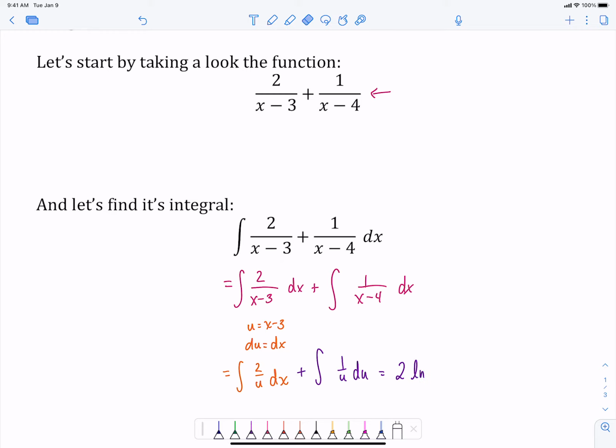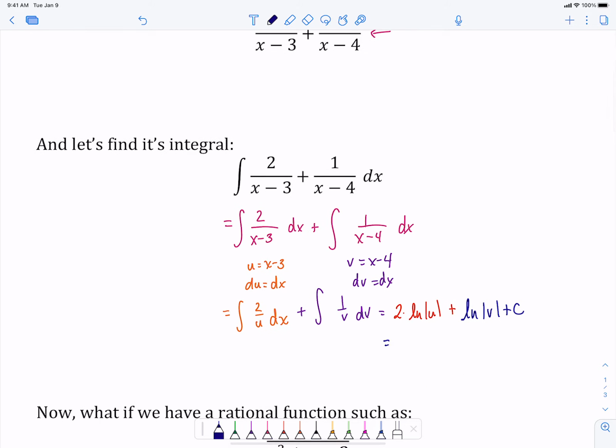Actually, let's make sure we've got our colors going here. This would be u equals x minus 4. And maybe to make things a little easier for us, we'll name this one v. That dv is equal to dx, and then this would also be dv. So then, going back to the orange pen, we get 2 times the natural log of the absolute value of u plus the natural log of the absolute value of v plus our constant term. Then, substituting things back like we do, we get the natural log of the absolute value of x minus 3 plus the natural log of the absolute value of x minus 4 plus c.